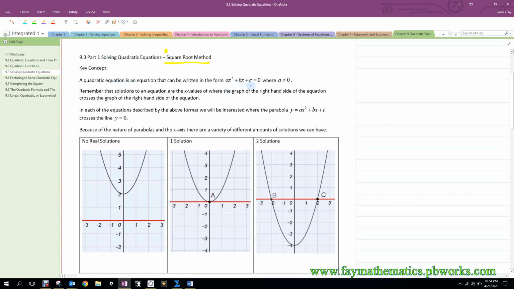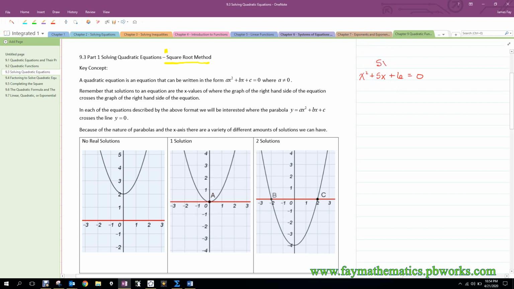ax squared plus bx plus c equals 0. Okay, so maybe we're looking at something like x squared plus 5x plus 6 equals 0. So that's kind of the equation we're going to try to solve. This is a nonlinear equation, more specifically classified as a quadratic equation.